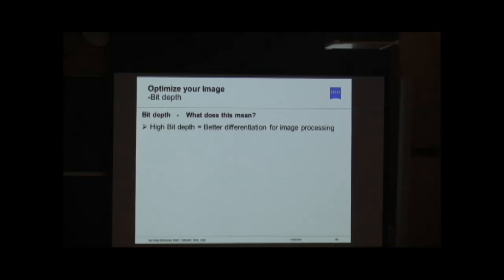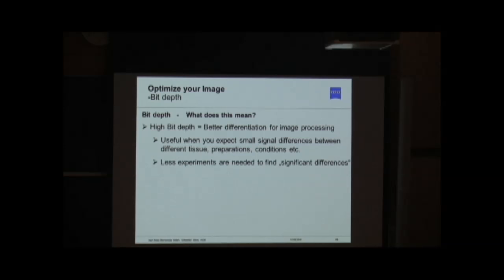It's useful if you have small signal differences when you compare different conditions or different tissues with each other, because you need to acquire fewer experiments to find significant differences for your final figure. That's a big advantage, because you don't need, let's say, n equals 100 to see some difference, or a condition with a huge difference. Small differences can now be detected using the higher bit depth.